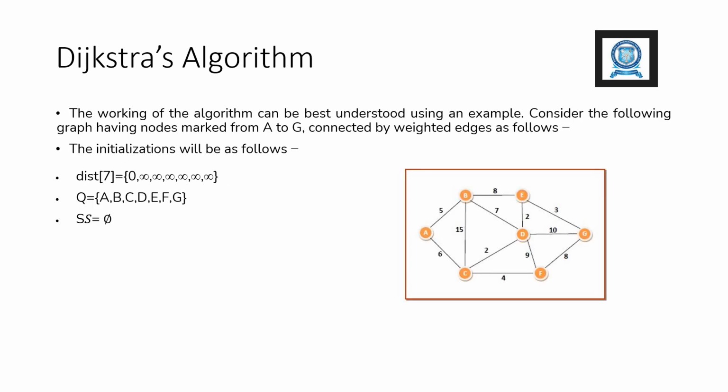The working of the algorithm can be best understood using an example. Consider the following graph having nodes marked from A to G connected by weighted edges as follows. The initializations will be as follows. Dist of S is equal to 0 and all other nodes are infinite. Q is equal to A, B, C, D, E, F, G and S is empty.